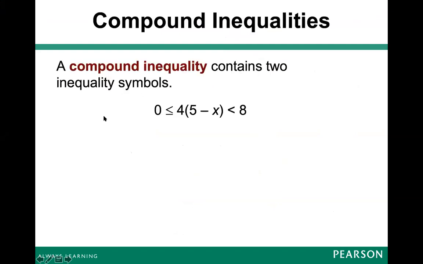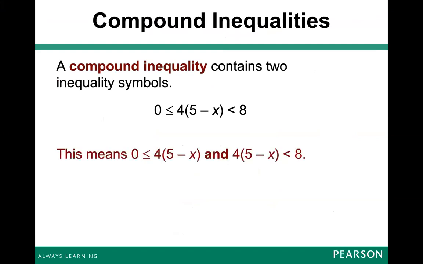All right, so now we'll look at some compound inequalities. A compound inequality contains two inequality symbols, such as this one here. And technically what this means is that 0 is less than or equal to 4 times 5 minus x, and 4 times 5 minus x is less than 8. It means that both of those things are true at the same time. By the way, we will be talking some more about compound inequalities when we get to chapter 9.